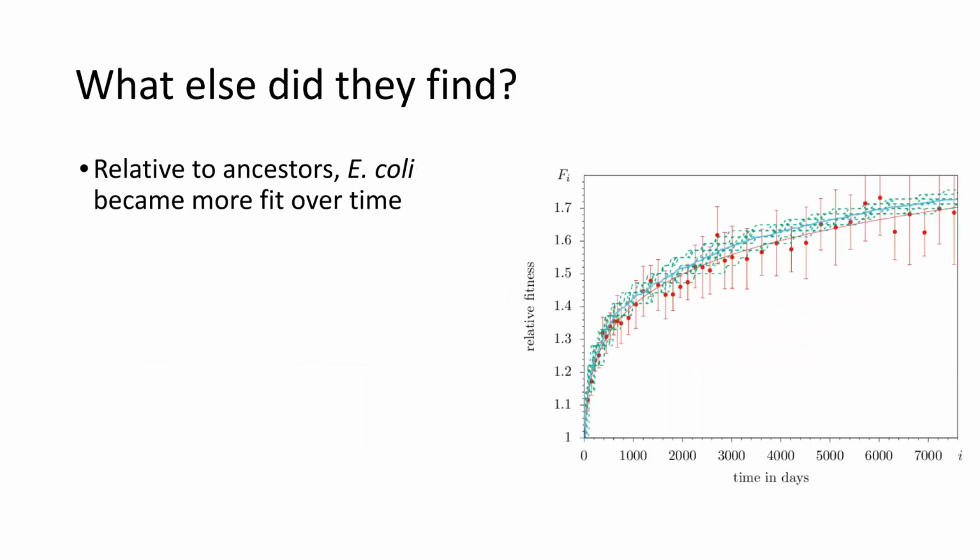So what else did we find over many thousands of generations? Well, relative to the ancestors, E. coli actually became more fit over time. So you can calculate relative fitness. And as you see, this curve increases over time. And what does fitness mean for bacteria? Well, fitness just means it can grow faster. That's all. So it was getting much more fit over time. So it's becoming better adapted to its environment.